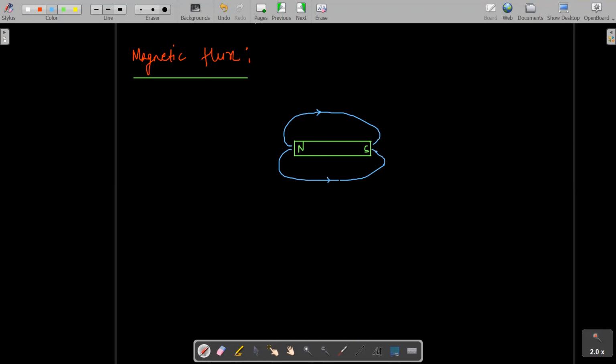And what happens inside the magnet, students? Do you remember what happens inside the magnet? It goes from south to north inside the magnet. This we have already studied, right?